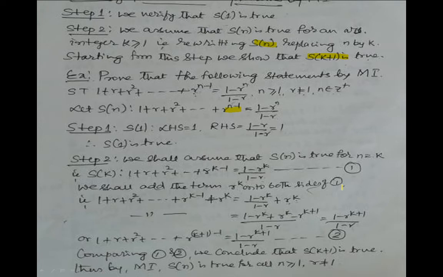Here you can ask a question: sir, why do we need to add r raised to k? Because you might already have shown S of k is true. Just observe the relation between S of n and S of n plus 1. If S of n is the nth term, S of n plus 1 is what? It's the next term. Therefore, we need to add its next term. Here the term is r raised to k minus 1.